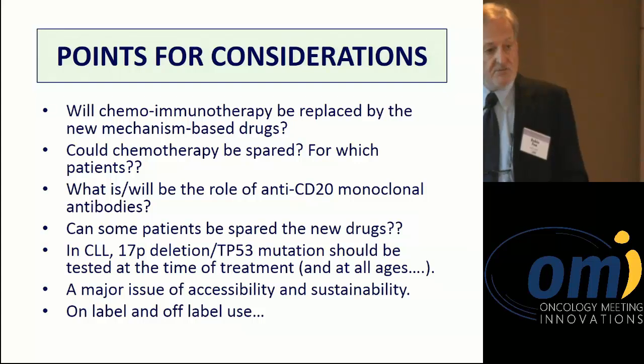So in the old days, what would we do in an 80-year-old? We wouldn't test anything for biology. What would we do? Maybe chlorambucil. Now it's different. Now we should test. And who's going to do 17p or p53 in an 85-year-old patient?